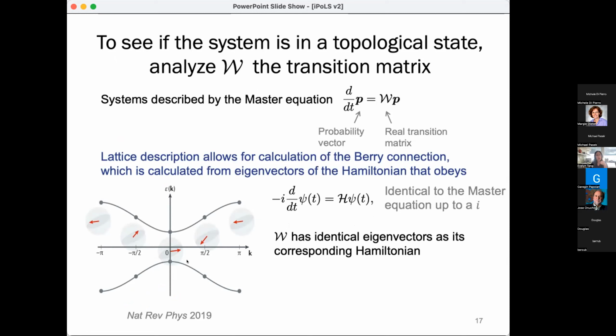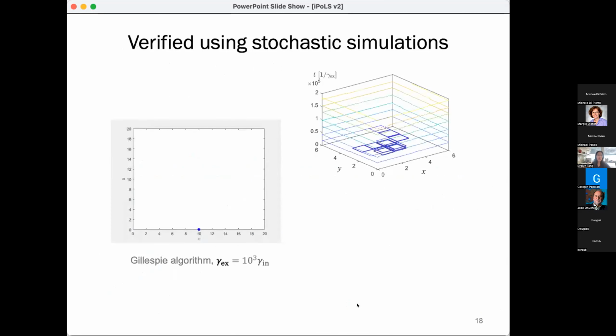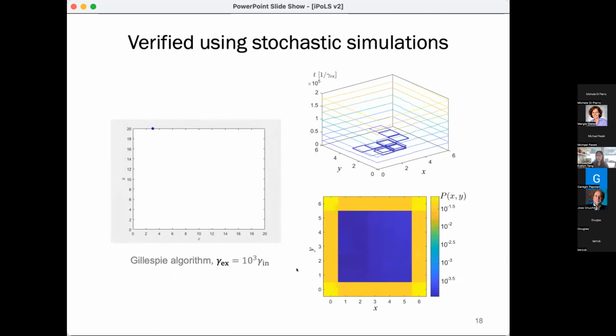so that in lattice systems, we can look in Fourier space at the winding of the eigenvectors, and then we can integrate these eigenvectors to show that you either get a trivial state, in which there is no particular preference of the system to spend time on the edge versus the bulk, or the system can be topological, where the system prefers to spend its time on the edge. We can do simulations and show that this is indeed the case, where here in this 2D plane, and where this is time, the system after a while starts to spend time on the edge, so that the steady state is indeed on the edge.